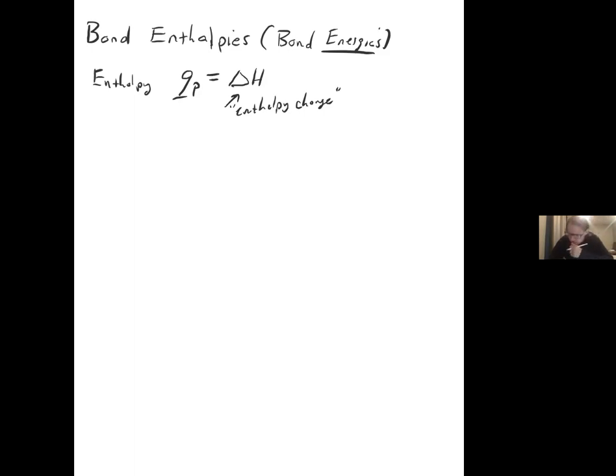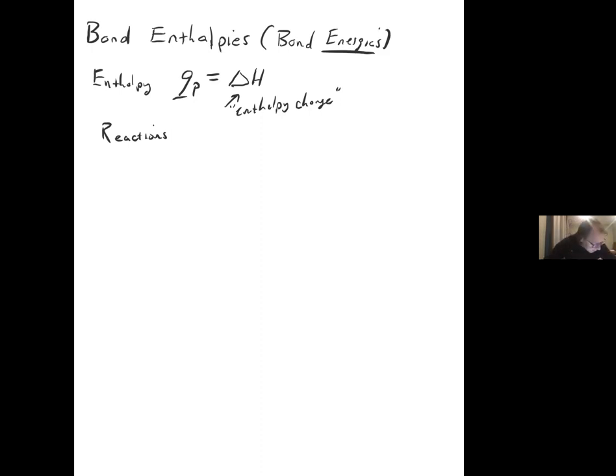So what I'm going to do is show you how to use bond enthalpies, bond heat, bond energies, to calculate the energy of a reaction. So remember, when we're talking about chemical reactions, there's two aspects of a chemical reaction that we generally consider. One is the transformation of matter, meaning that atoms rearrange themselves at the molecular level.